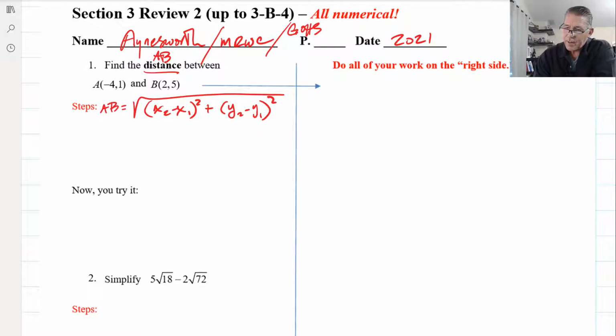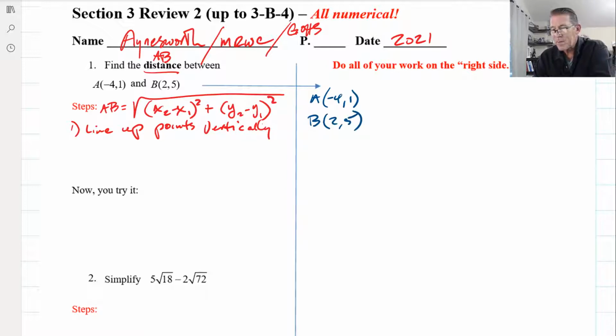All right, so what I'm going to do is line up the points first. That could be step one. Okay, so line up points vertically. So let's do that on the right-hand side because like I said all the work is on the right. And then what that does, if you line them up, is it lines up the x-coordinates and the y-coordinates. Because one of the most common mistakes people make is they get them all mixed up, all right? And then all you have to do is subtract up. Okay, so that upward arrow means subtract up.